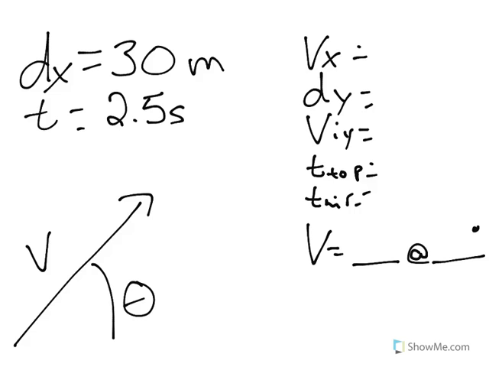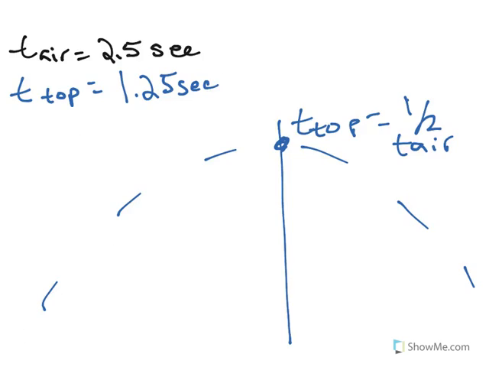Okay, so coming back here, we knew that the time in the air is 2.5 seconds. Time at the top is 1.25 seconds. All right, now we need to find the velocity in the X.